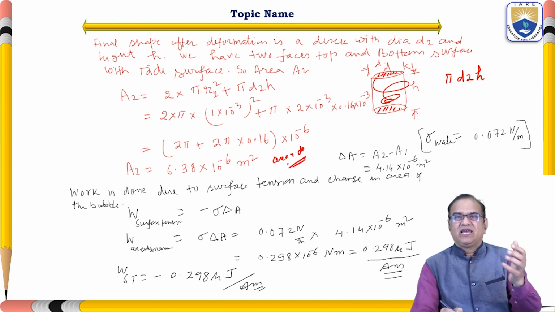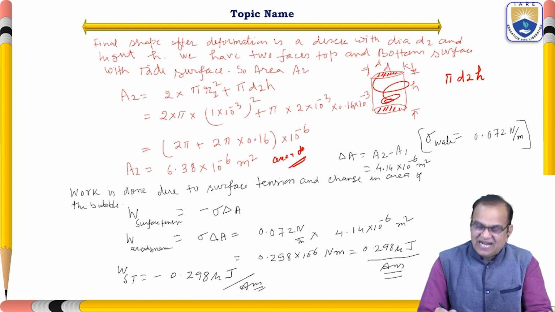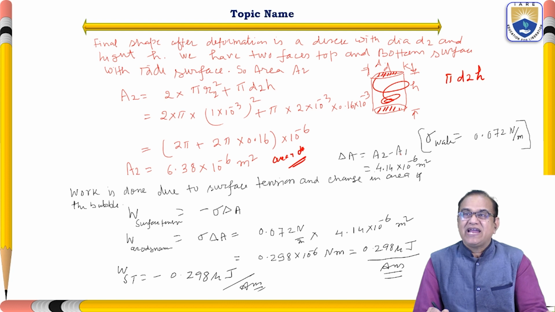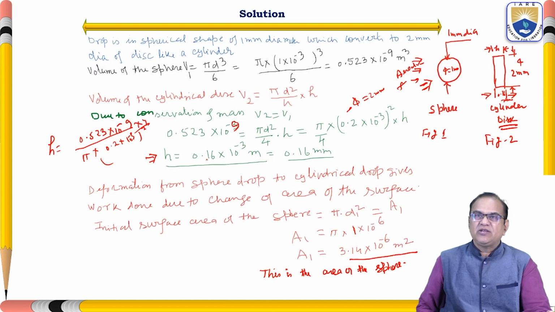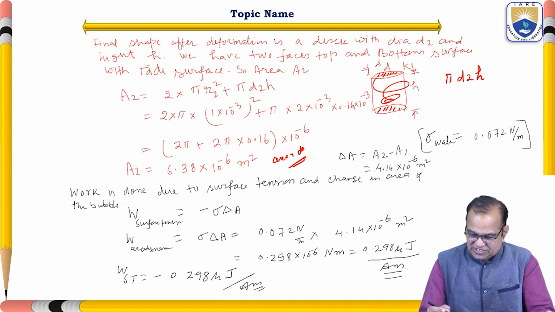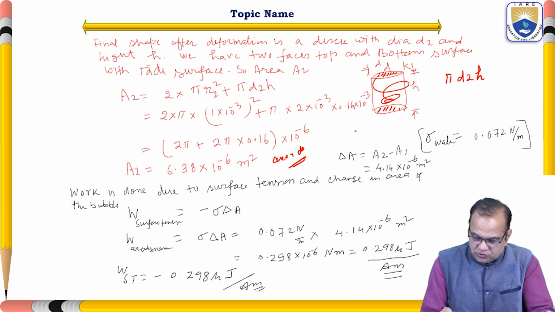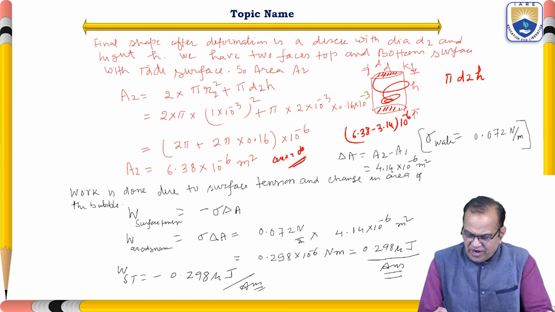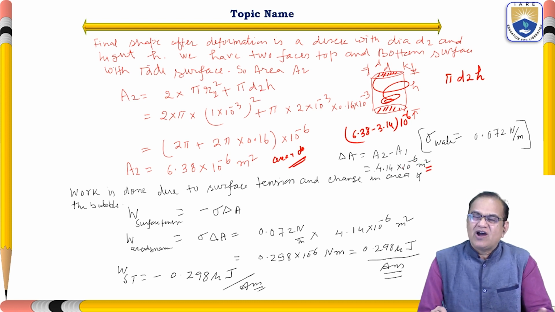So what is the difference between the areas? Delta A is equal to A2 minus A1. A2 we got 6.38 × 10^-6, and A1 is equal to 3.14 × 10^-6. So A2 minus A1 is 6.38 minus 3.14 into 10^-6, and you will get here 4.14 × 10^-6 meter square. This we have got as the area.